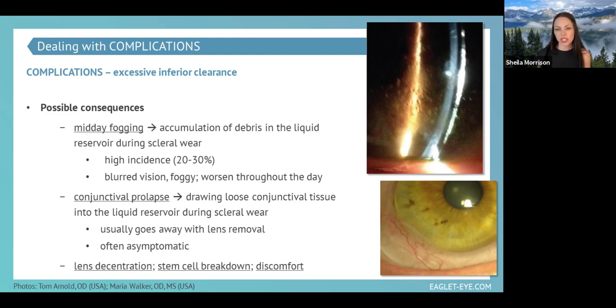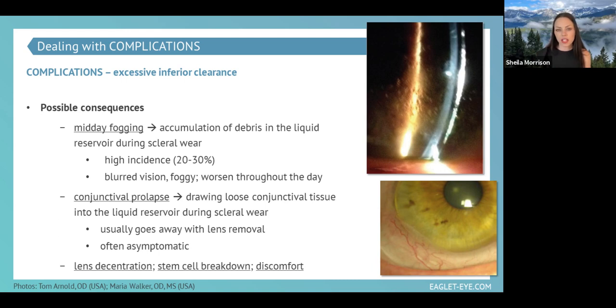Prolapse usually goes away after the lens is taken off, but during that time where the lens is worn, if we have excessive inferior clearance, we can actually create an area of hypoxia, meaning that we're increasing the likelihood of having blood vessel growth. And that's not just in a PKP, that's in any patient that wears a scleral lens. So that excessive inferior clearance is something that we certainly want to watch out for and remediate if we can.